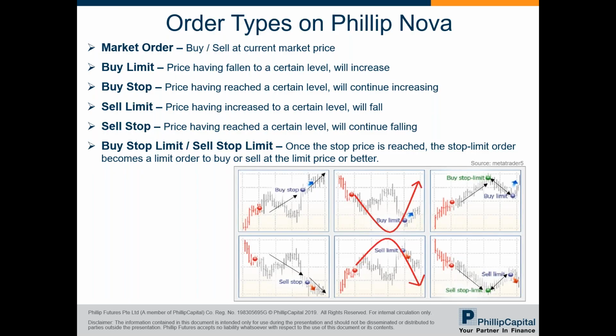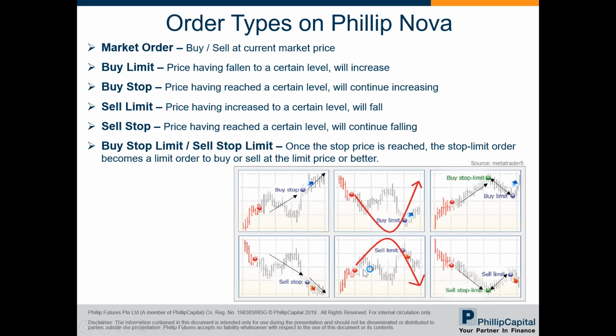So some of the order types that we have on Phillip Nova. Obviously market order to buy and sell at current market price. And then you have your limit orders. So the buy limit would be, if you see from the photo, if let's say the market price is the red dot, and you're waiting for the price to come down, so you're buying at a lower price. If the market price is currently $1, you'll be queuing maybe to buy at 50 cents or 60 cents. And once it hits that price, it would do a buy order for you.